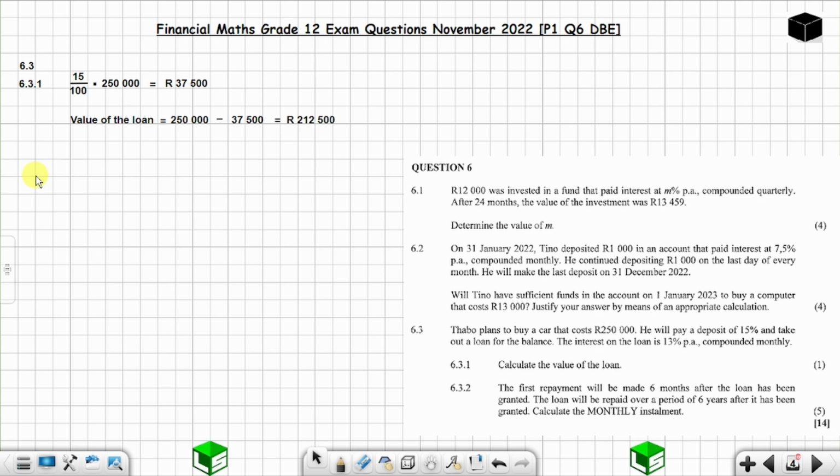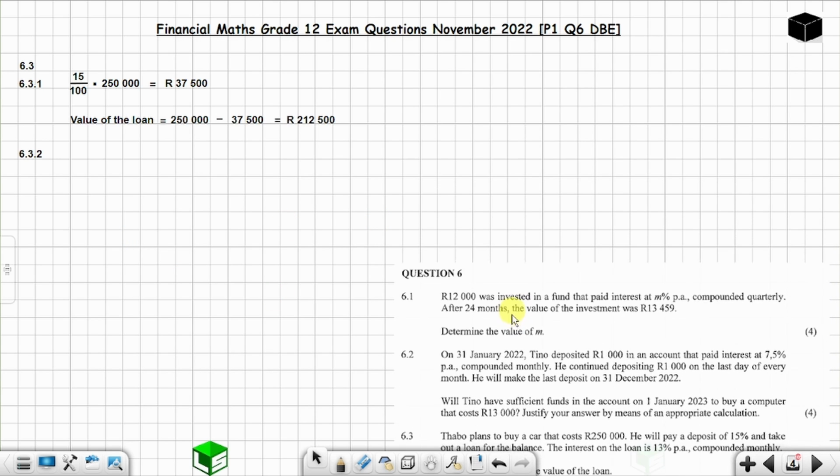Now 6.3.2, the first repayment will be made 6 months after the loan has been granted. The loan will be repaid over a period of 6 years after it has been granted. Calculate the monthly payment. The first repayment will be made 6 months after the loan has been granted. So let's draw our timeline so that you can understand this.